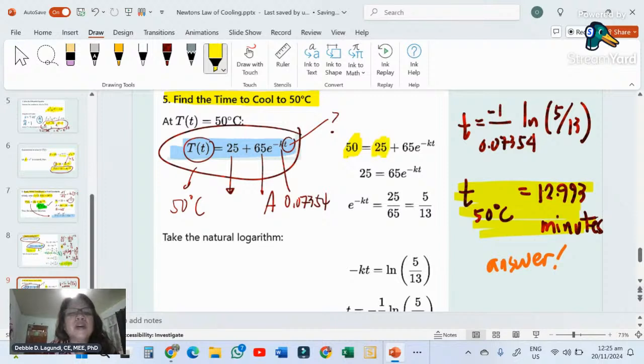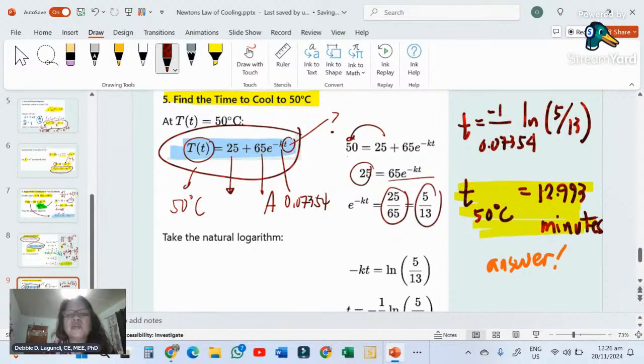and then is equal to 25 plus 65, and then you have base e, you have negative 0.07354, and t is left there. So what you're going to do, transpose the 25 to the other side. So 50 minus 25 will give you 25. And then 65 e to the negative kt is left on the other side. Divide both by 65. So you will have 25 over 65, or that is 5 over 13. So you are left with e to the negative kt equal to 5 over 13.